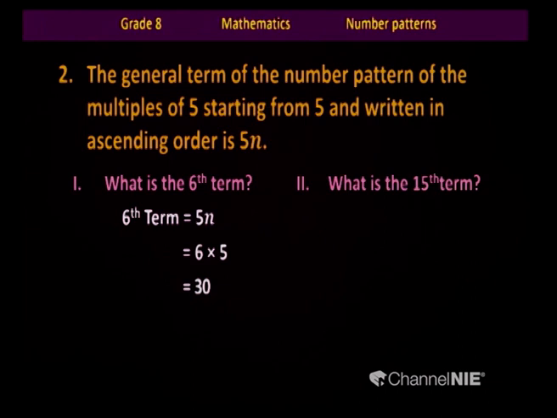Right. Second question. What is the 15th term of this number pattern? Once again, we can easily find the 15th term as here n equals 15. So, the general term is 5n. We will substitute the value of n. Therefore, we can get 15 multiplied by 5. So, the 15th term of this number pattern is 75.